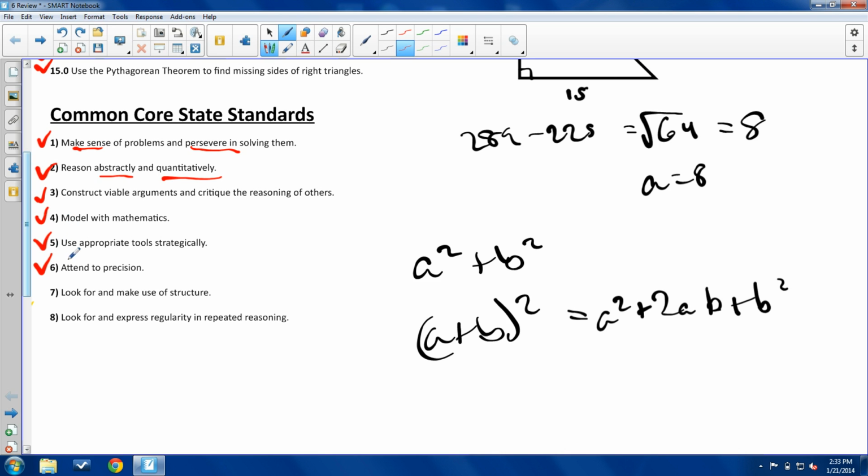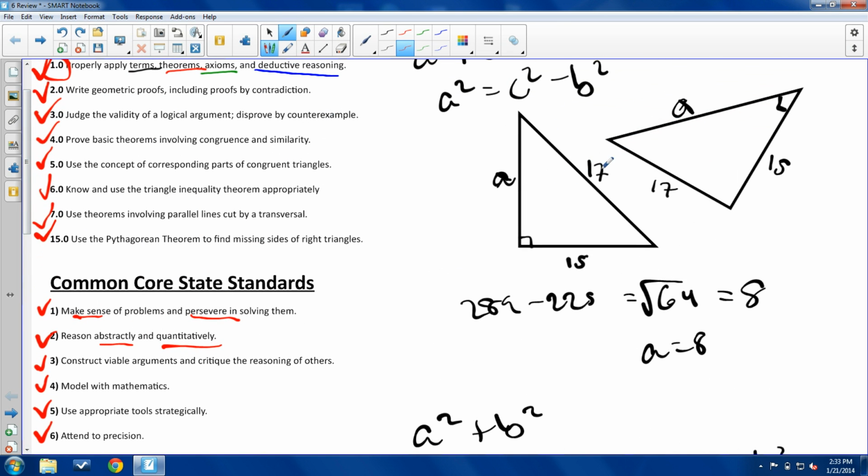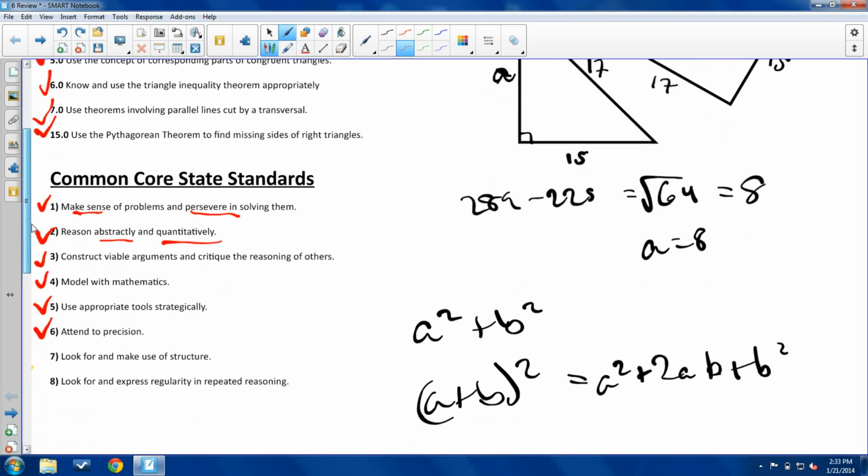Okay, attend to precision. This one's kind of important because this is the difference between math and not math, right? I told you guys, if you looked at these two things, you would say this is the right angle. And I'm saying, you don't go based on what you look at, because appearances can not only be deceiving, they can be completely wrong, right? You can see, look at all the optical illusions online. Go to Google optical illusions.